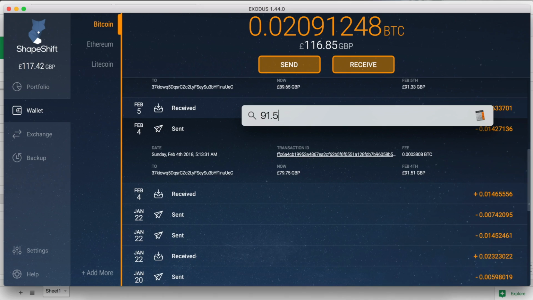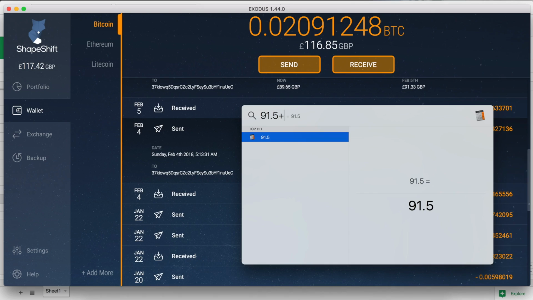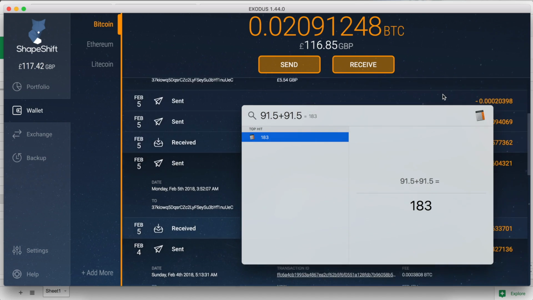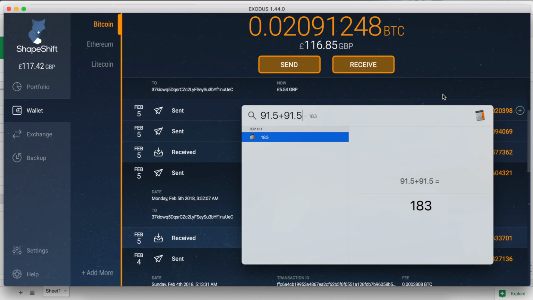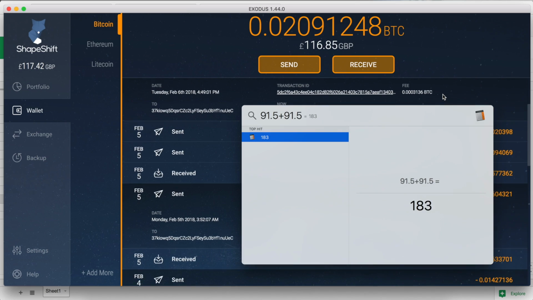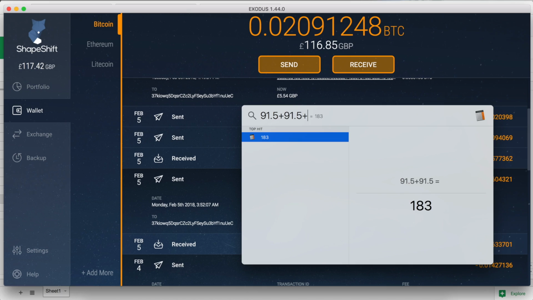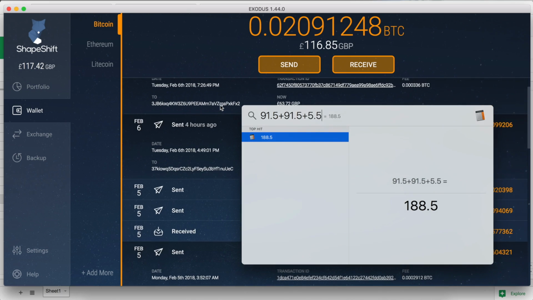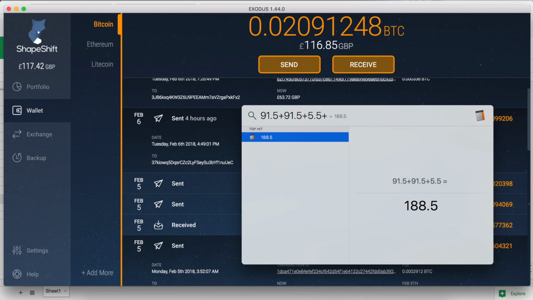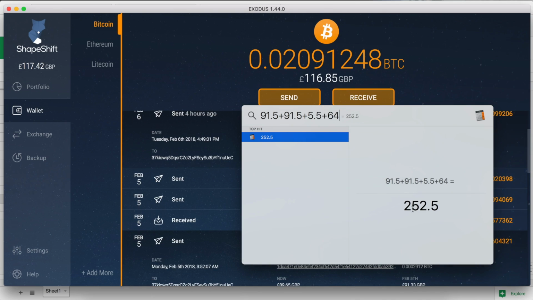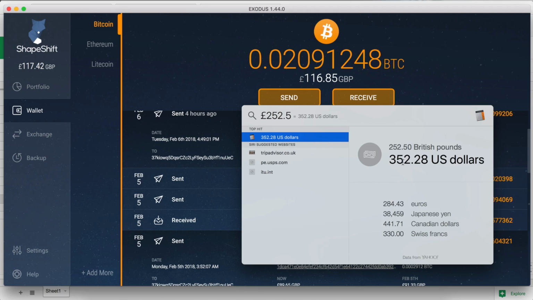So that's 91.5 plus 91, I'll just round that up, another 91.5, £5.50 and 64. I think that's it. Okay, so that's £252.50. Now I'm just going to convert that to dollars. So that's $352.